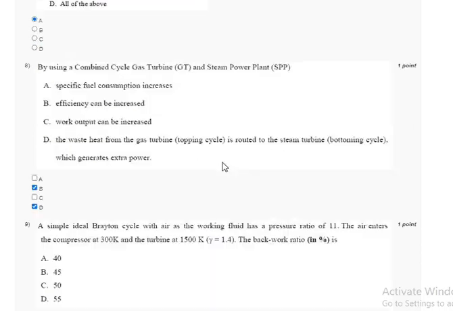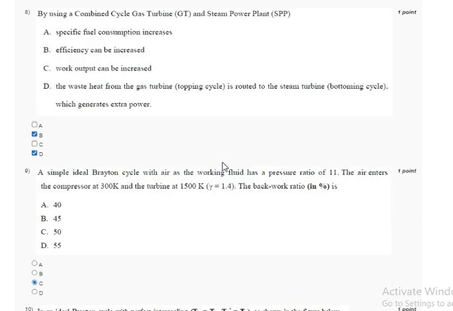Question number 8. By using a combined cycle gas turbine and a steam power plant, work output can be increased.